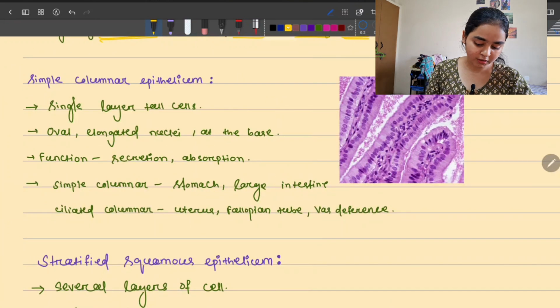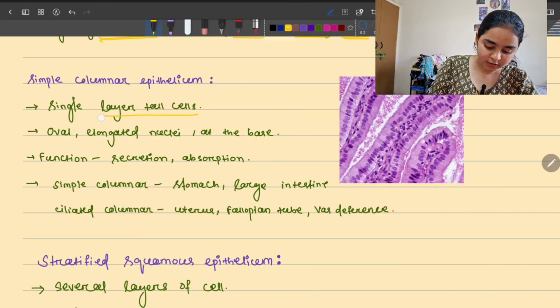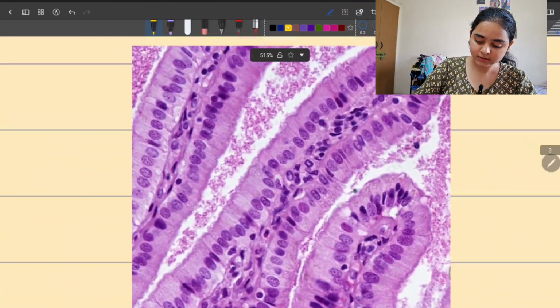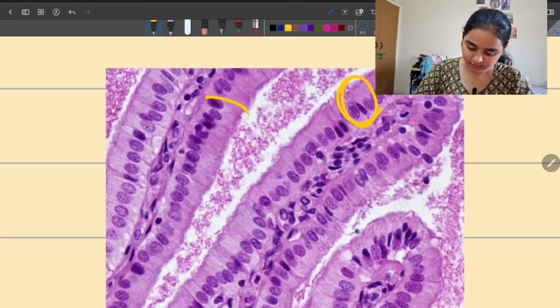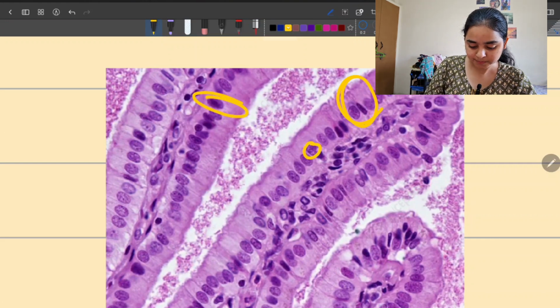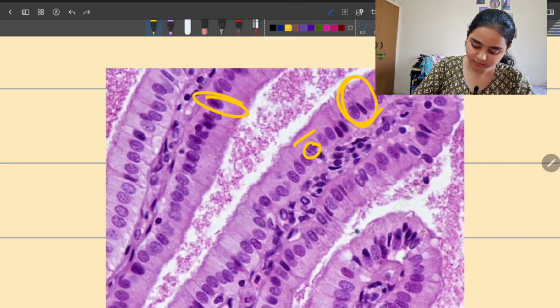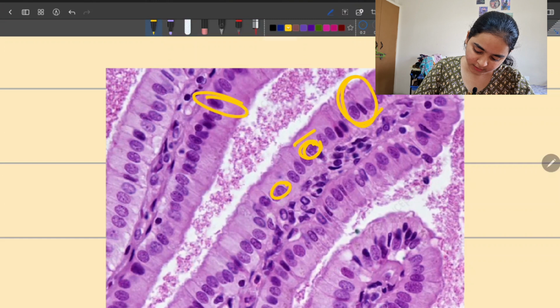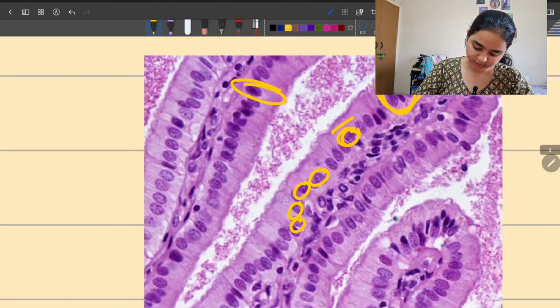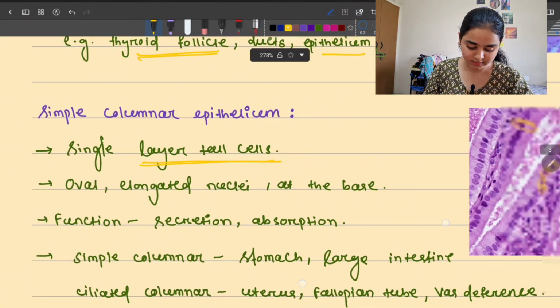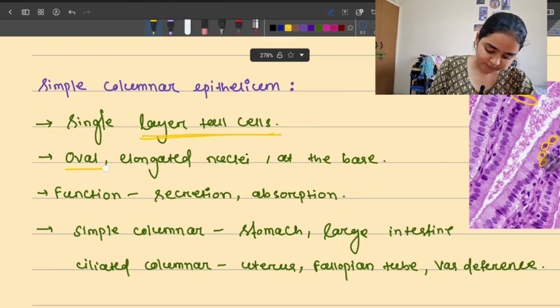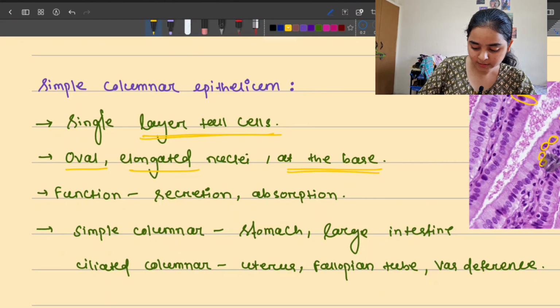Let's get into simple columnar epithelium. Simple columnar epithelium is a layer of tall cells. Tall cells, you can see these are the simple columnar epithelium. These are tall cells. How tall is this cell? And this is the nucleus. This is the cytoplasm. The nucleus is present at the base. In every cell, the nucleus is present at the base, not in the center, not in the periphery. It is present in the base. Now we can easily identify simple columnar cells. So other features are the nucleus is oval, elongated and present at the base.